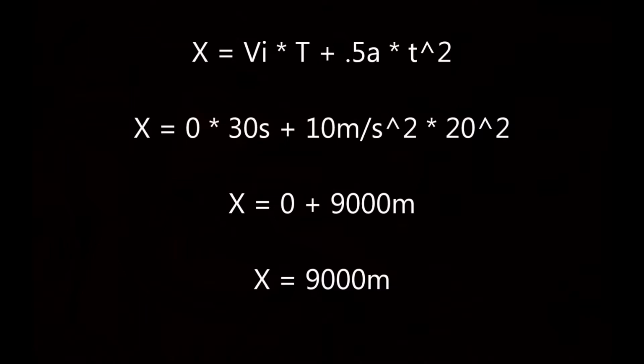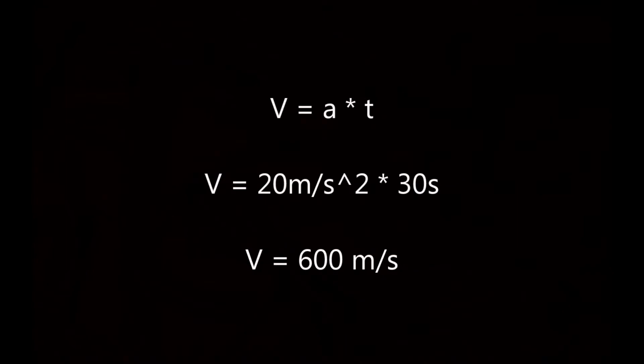In our case, our initial velocity is 0 meters per second, our time is 30 seconds, and 1/2 of our acceleration is 10 meters per second. Inputting these numbers into the equation gives us a total distance of 9,000 meters for the first part of our acceleration. Next, we wish to find velocity.